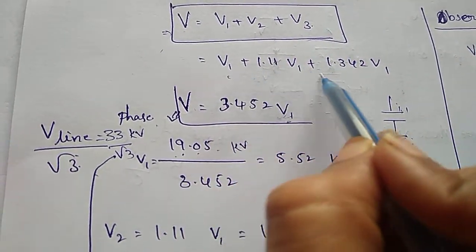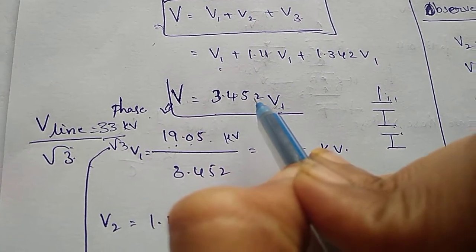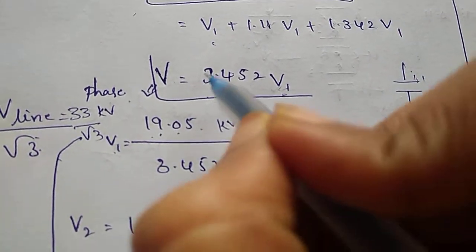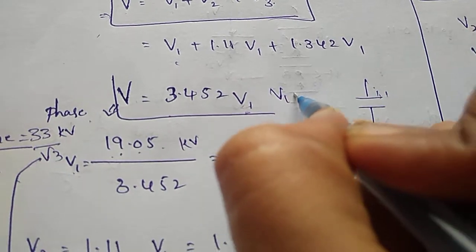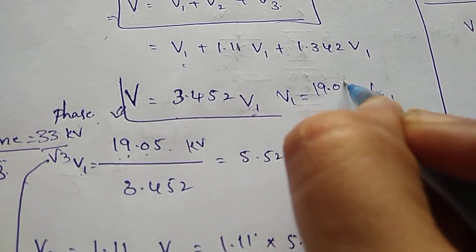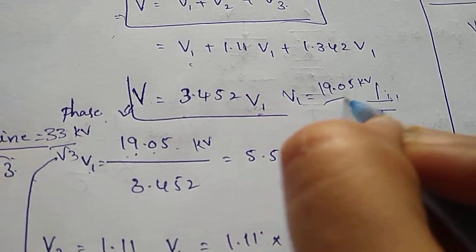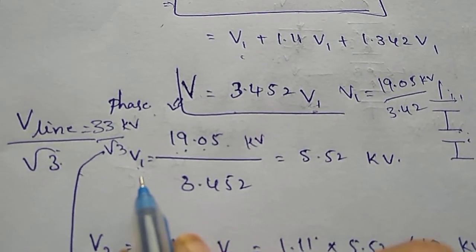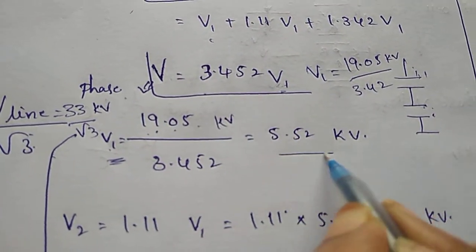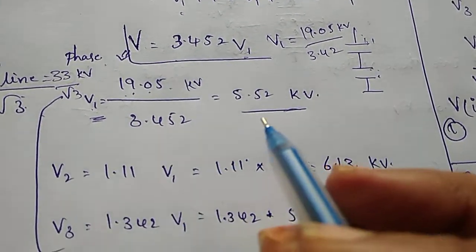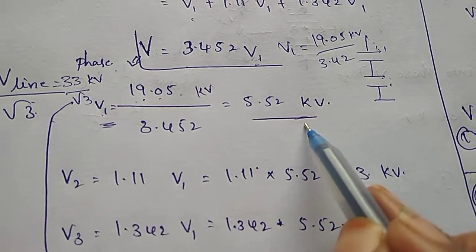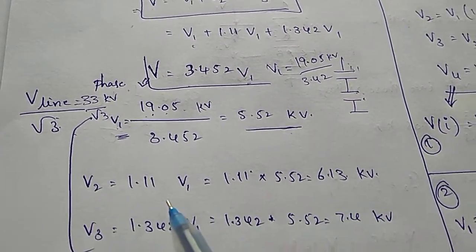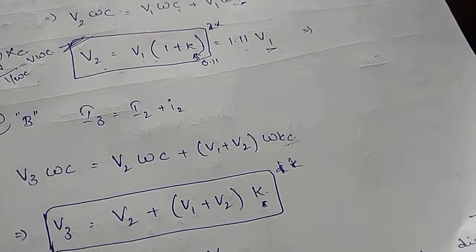If I add all these things, I got 3.452. So V1 equals 19.05 kV divided by 3.452. Then I got the V1 value. Once I have this V1 value, from the previously available equations I can get V2 and V3.